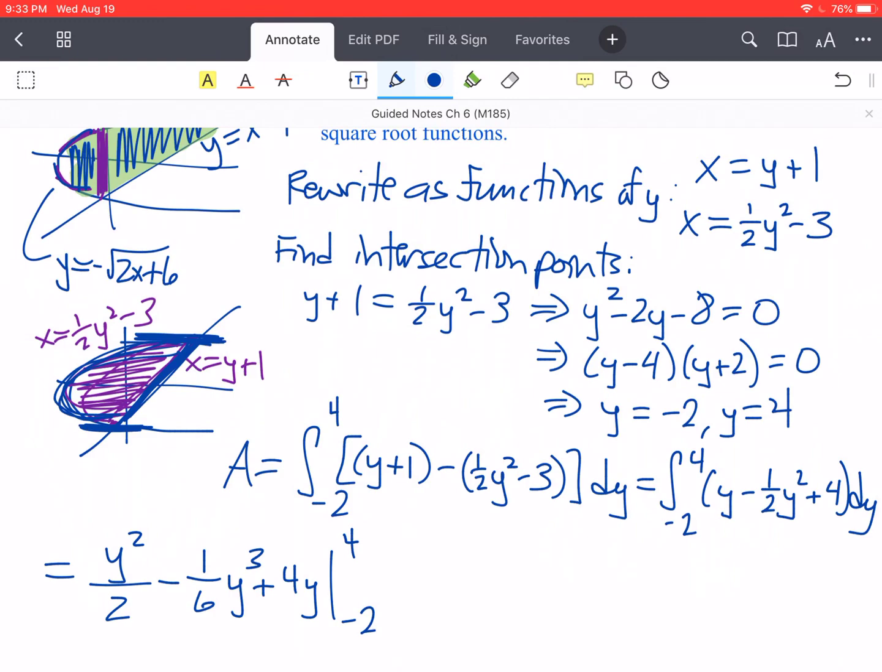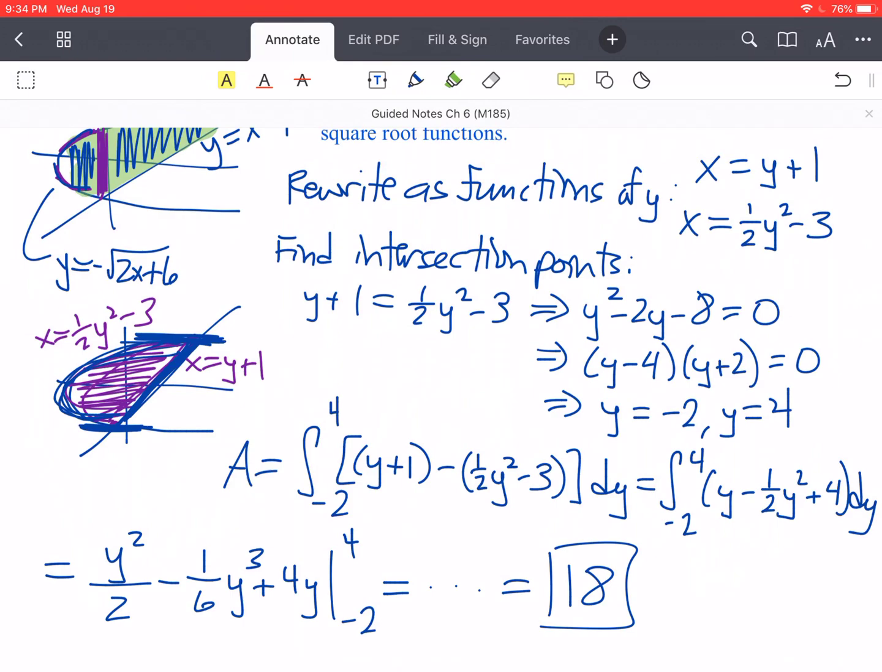Okay, and then use the fundamental theorem of calculus to evaluate, so I'll leave that to you. And if you try it, you'll find that you end up getting the answer of 18. Okay, so that is the area between those two curves.